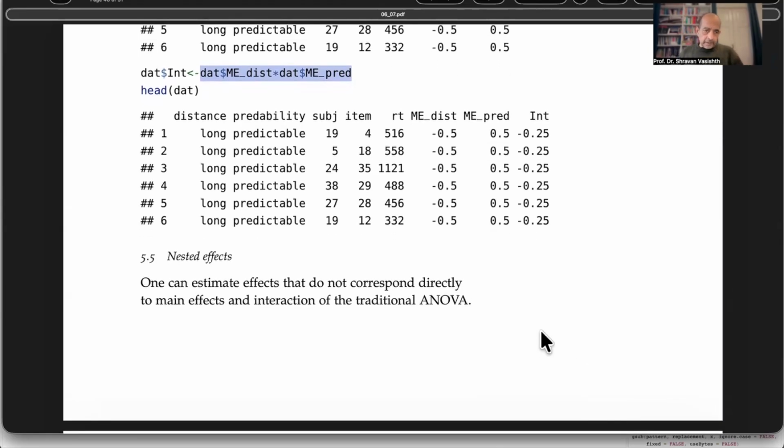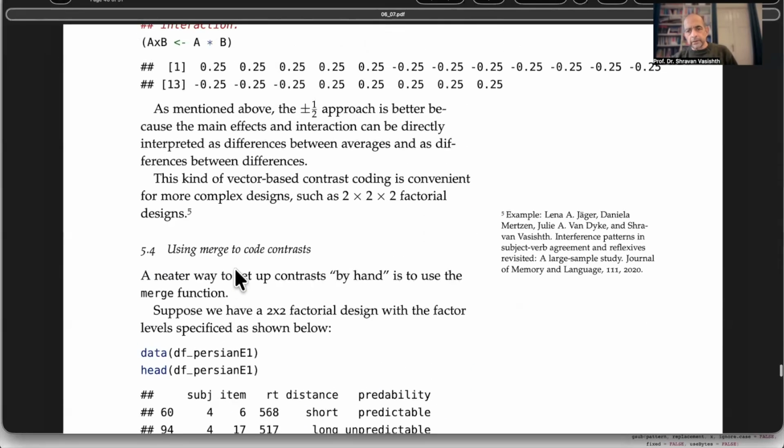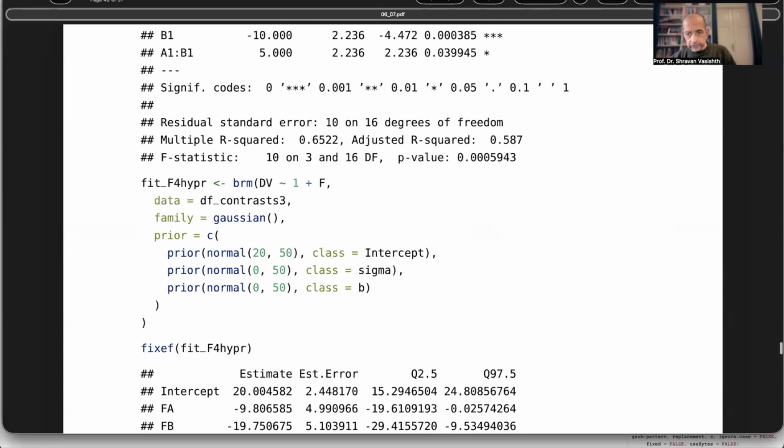The very last topic I want to cover is the nested effects. So, you know, the figure earlier is very useful for this.